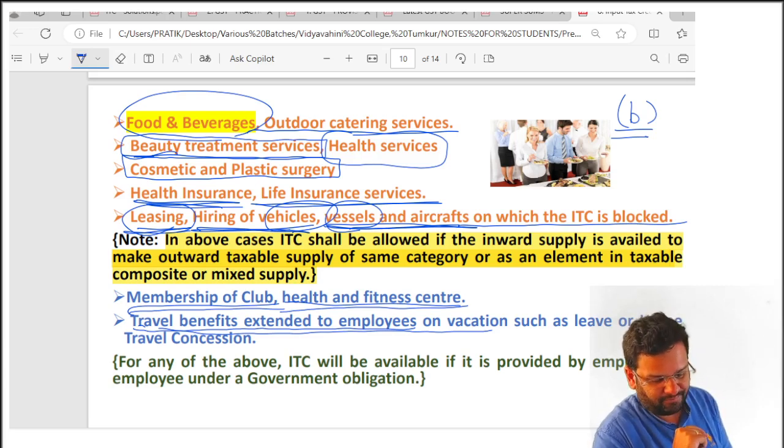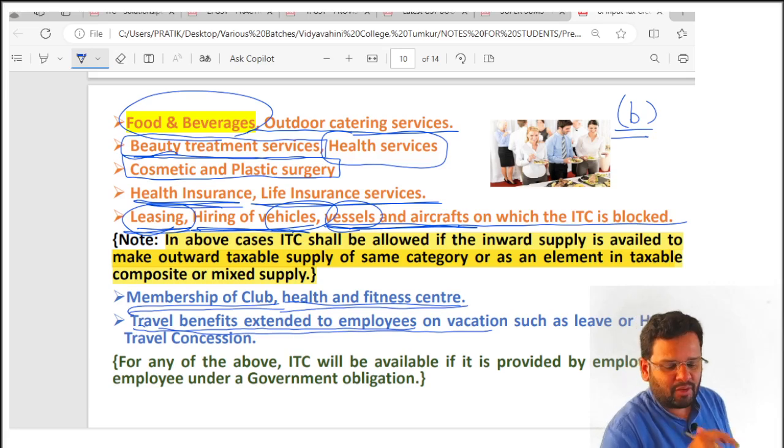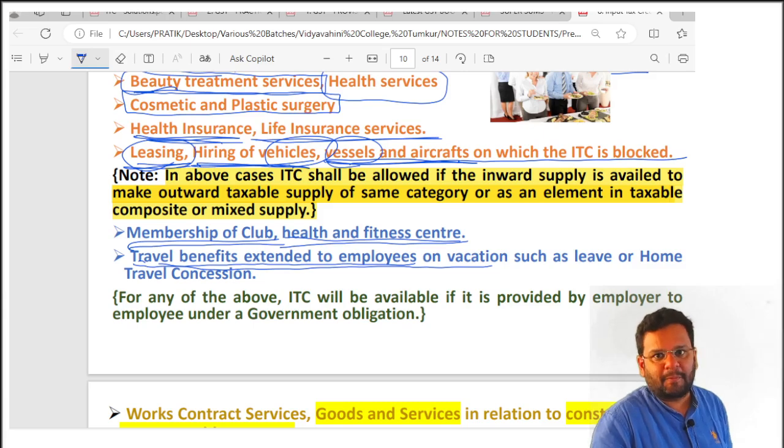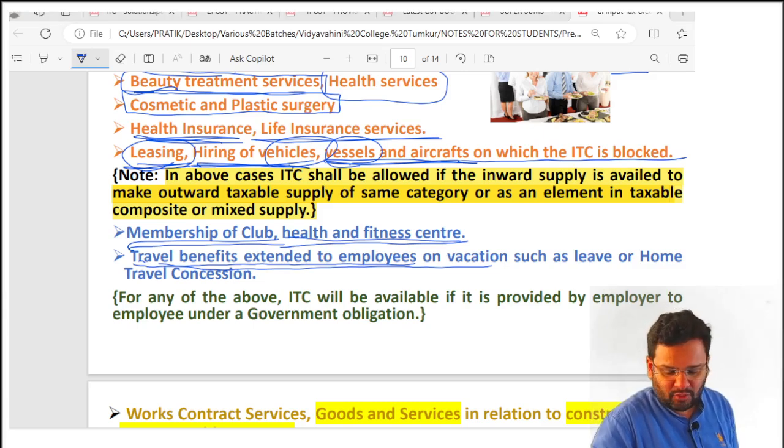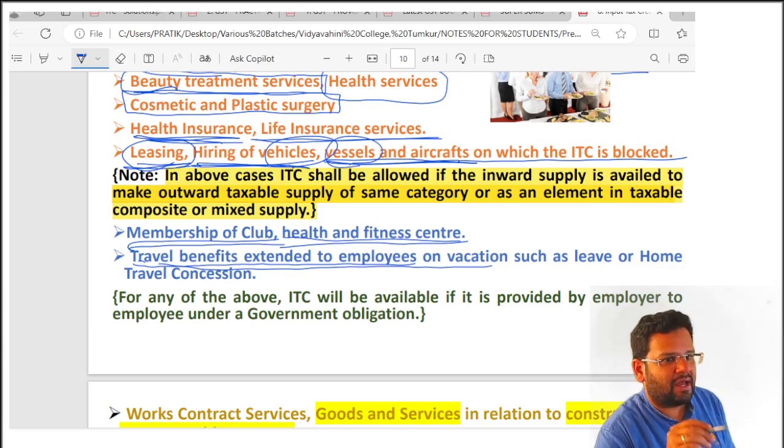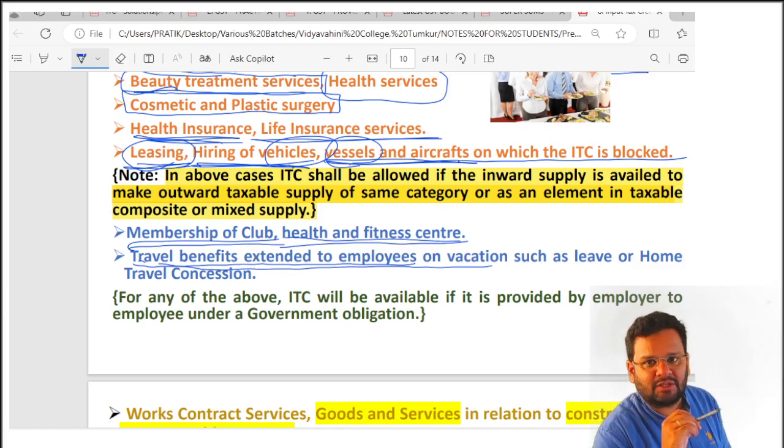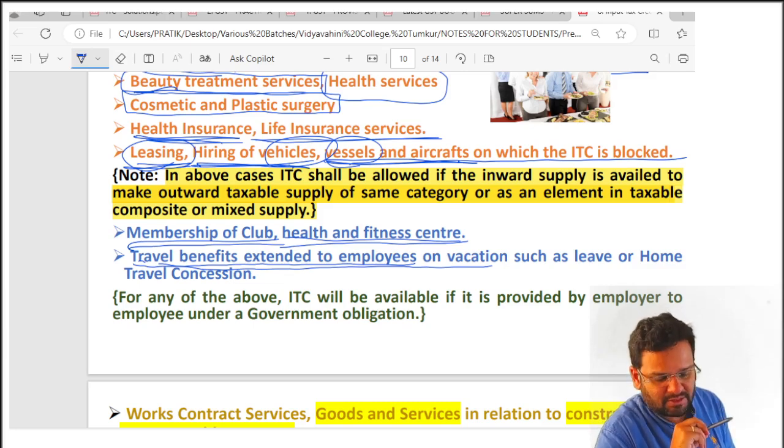Next bullet: travel benefits extended to employees on vacation, such as leave or home travel concession.